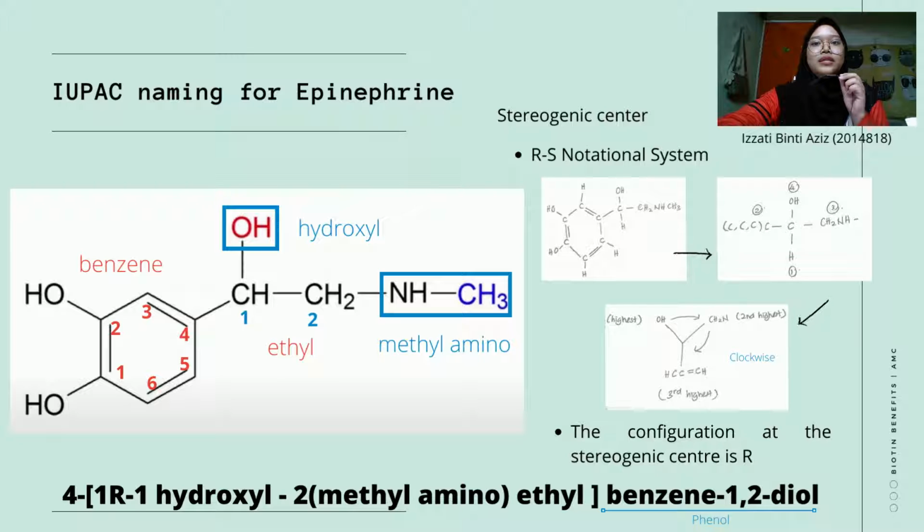Next, redraw the 3 highest ranked substituents, and you'll see the decreasing precedence of the 3 highest substituents appears in a clockwise sense. So the configuration at the stereogenic center is R. Therefore, the IUPAC name for epinephrine is 4-[(1R)-1-hydroxy-2-(methylamino)ethyl]benzene-1,2-diol.